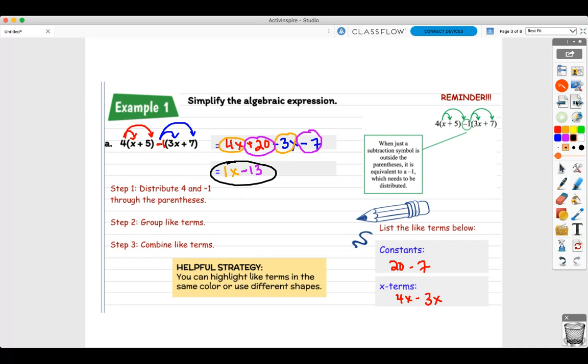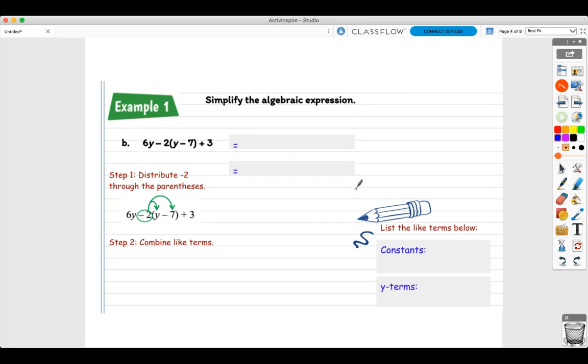Let's do another problem. So simplify the algebraic expression. We have a parentheses right here. We're just going to write 6y. And now we're going to distribute that -2. Remember, that minus sign goes with the 2. The -2 to everything that's in the parentheses, we're going to distribute it. So -2 times y is -2y. -2 times -7 is a +14.